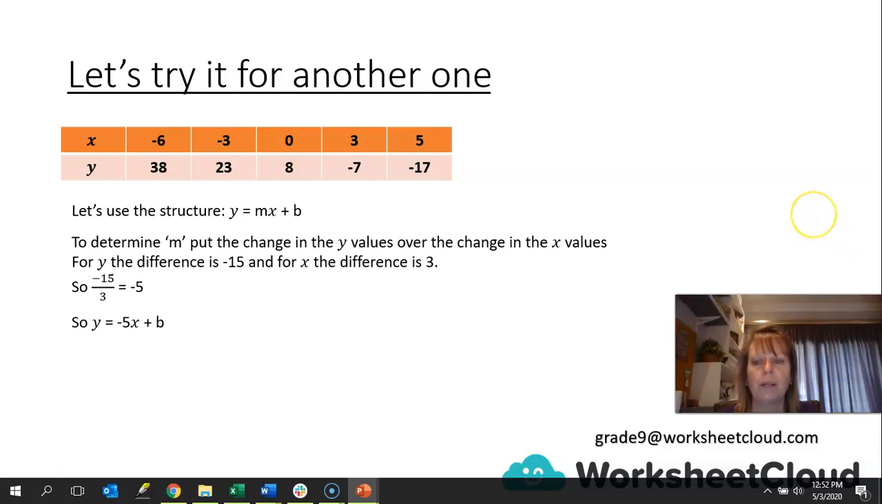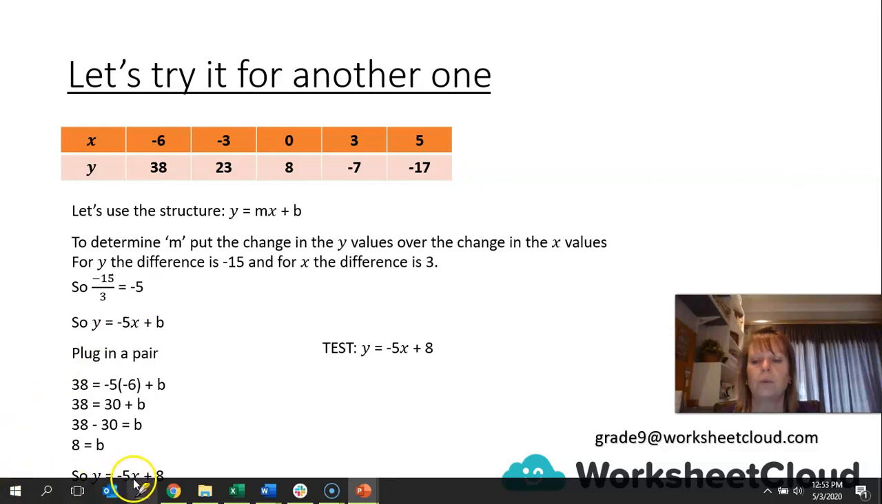What do we do to find the b? We're going to plug in a pair. Okay, we're going to use our first pair. We're going to plug in y as being 38 equals -5 times -6, because -6 is the x, plus b. Right? Let's carry on working that out. -5 times -6 gives me 30. We've got 38 equals 30 plus b. We take the 30 across, so it's 38 minus 30 equals b, and 8 is equal to b. Okay, so we have y is equal to -5x plus 8.